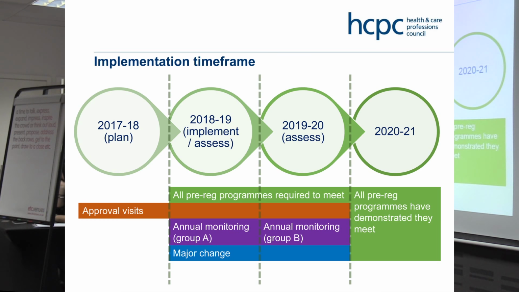The annual monitoring process is highlighted in purple. Existing programmes will be assessed against the revised SETs via the annual monitoring process in the 2018-19 or 19-20 academic year, depending on whether you are allocated to Group A or Group B. If you are unsure which group you are in, there is a full list on our website with more details under the annual monitoring section.